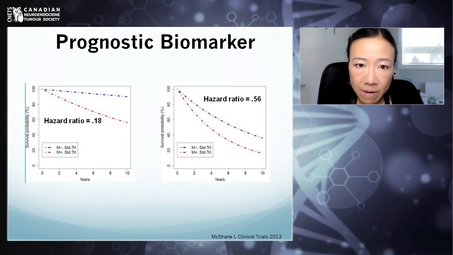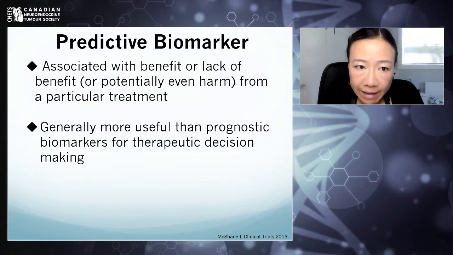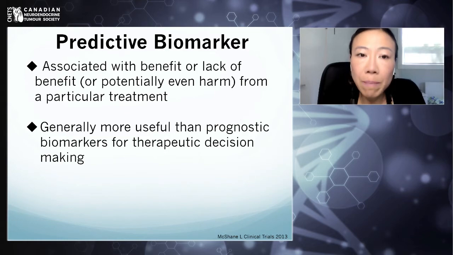A predictive biomarker, on the other hand, is very specifically associated with the benefit, the lack of benefit, or potentially harm from a particular treatment. So they're very useful for making therapeutic decisions.